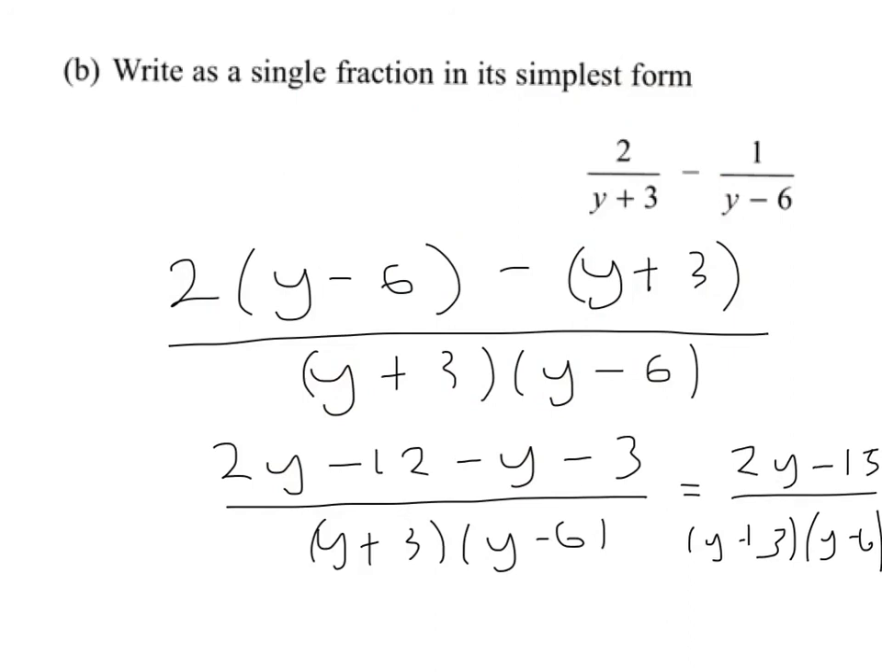Now I've just spotted a mistake. Obviously the 2y minus the y gives me 1y. So let's just correct that. So it is y minus 15 over y plus 3, y minus 6. And that is the correct answer.